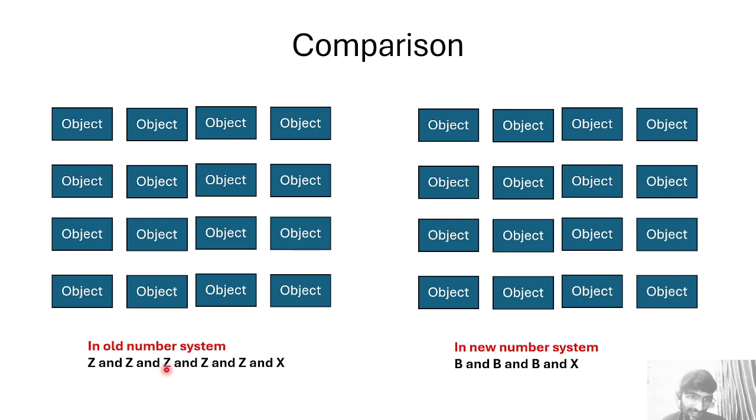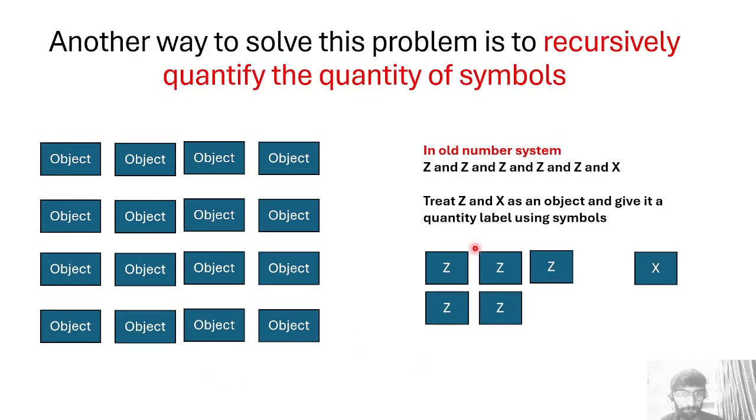So you can see the length of the strings here. Now, comparing it with the length of string given by our new number system, which uses the additional symbols, you can see it's comparatively smaller. Well, there's also another way to solve this problem, and that is recursively quantifying the quantity of symbols.